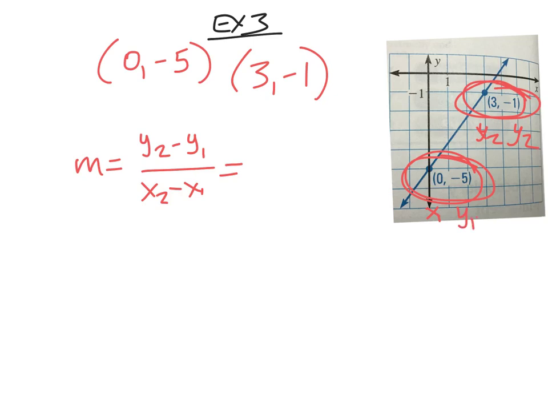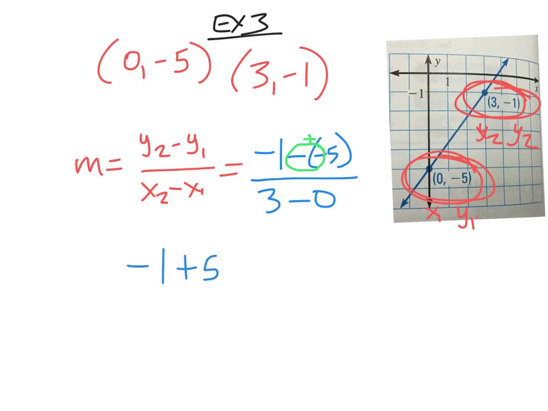So I would write -1 minus a -5 over 3 minus 0. When I have a negative next to a negative like this, what does it become? So that actually reads -1 plus 5 over, what's 3 minus 0? 3. Good. What's -1 plus 5? 4. So my slope is 4/3.